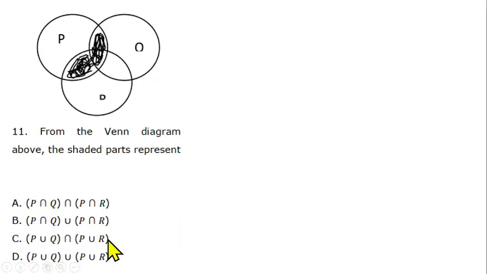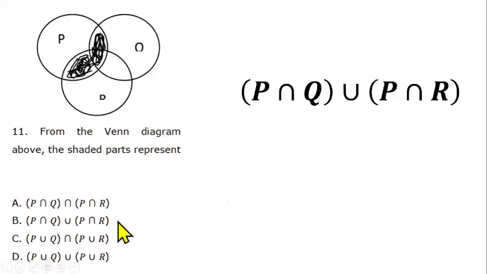So what can we say about this? We can say that this is P intersection Q, which is this part, and the union, which is the intersection between three of them, union P intersection R. So you are combining the elements of this and this, which is represented by this shaded portion. And I think the right option there is option B.